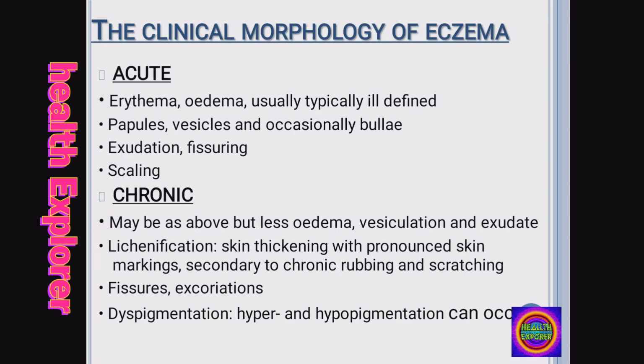The clinical morphology of eczema. Acute: erythema, edema, usually ill-defined. Papules, vesicles and occasionally bullae. Exudation, fissuring, scaling. Chronic: may be as above but with less edema, vesiculation and exudate. Lichenification: skin thickening with pronounced skin markings, secondary to chronic rubbing and scratching. Fissures, excoriations. Dyspigmentation: hyper and hypopigmentation can occur.